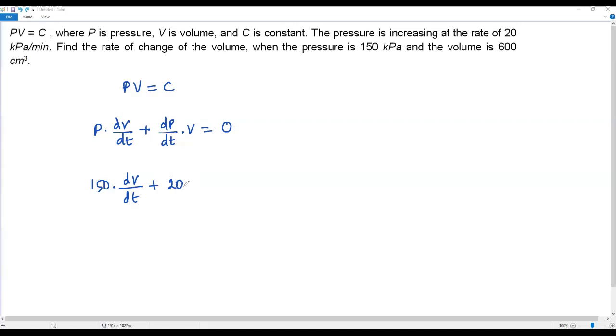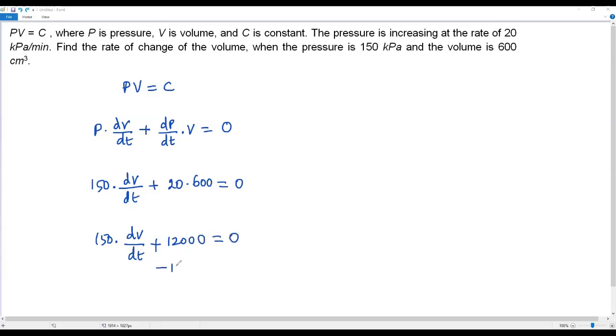An important thing we have to notice over here: the pressure is increasing. Since it's increasing, I'm taking this value 20 with a positive sign. In case the question says it's decreasing, I have to take the same value 20 with the negative sign over here. Okay, times the volume of 600 cubic centimeter. We can plug in 600 for this volume, equals 0. Then I'm getting 150 times dV over dt plus, and I multiply this 20 and 600. I'm getting 12,000 equals 0.